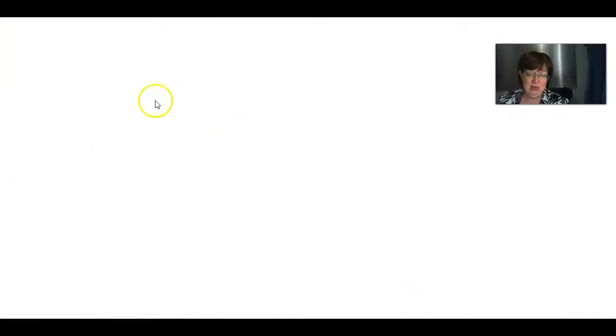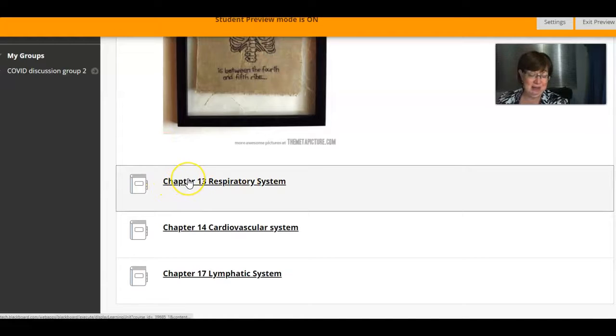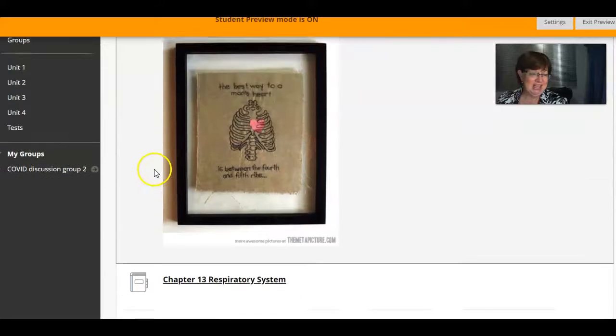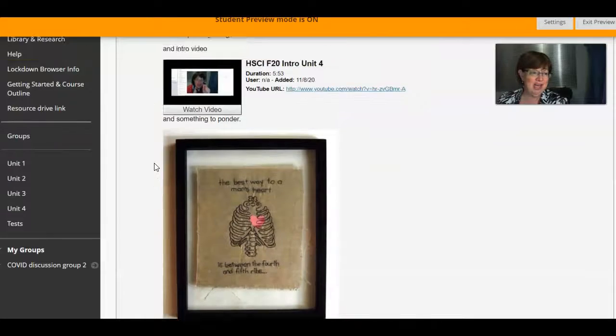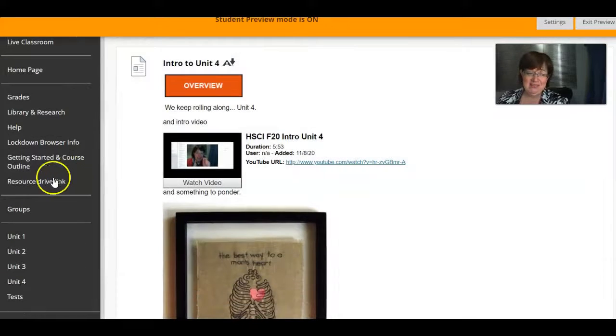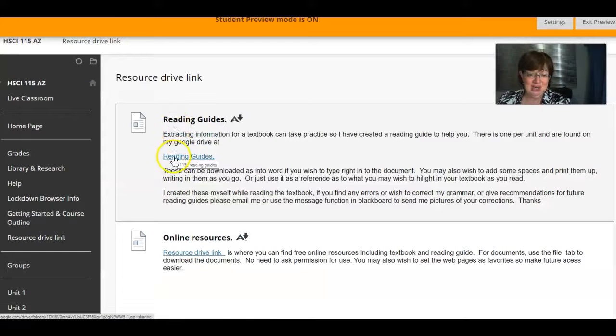Okay, let's look at Unit 4. As I said, Unit 4 has 3 chapters. And a lot of information in those 3 chapters, especially since I'm expecting you to have respiration done in advance. So please make sure you've done that. And then you have your assignments, and you should be pretty straightforward and ready to go. I have done the reading guide. And for those of you who still haven't figured out where I put the reading guide, under Resource Drive link, you will see there's this link called Reading Guides.